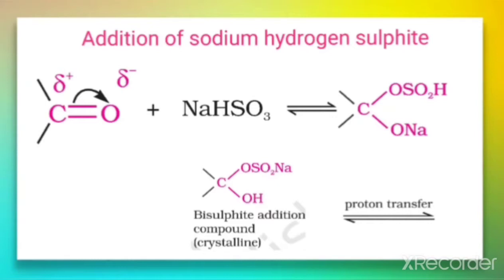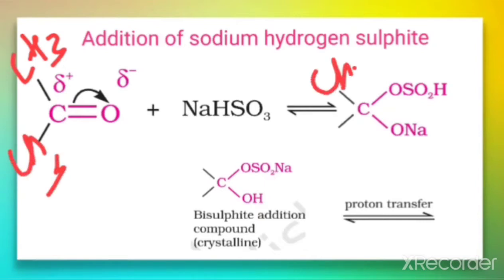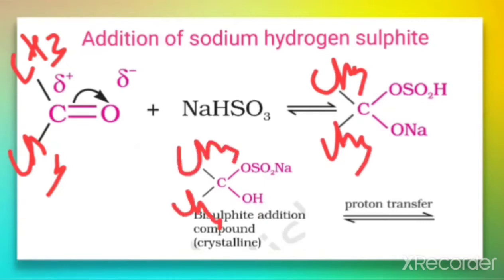Now if you want to do the reaction of acetone with sodium hydrogen sulfite, once you have learned this equation, you just need to keep one CH3 here and CH3 here. So you can easily make the product for any of the ketones and aldehydes once you have learned this general equation.